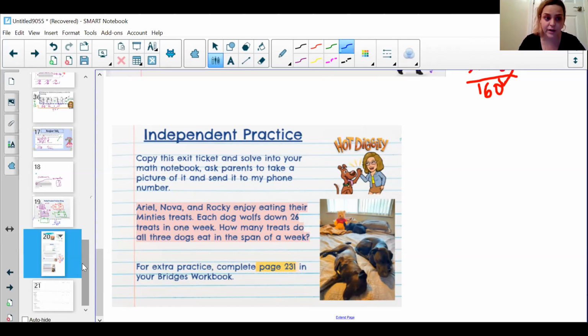And you're going to send a picture to my phone or Mrs. Alonso's or Ms. Delgado's if possible. And then for extra practice, I want you to complete page 231 in your Bridges workbook.